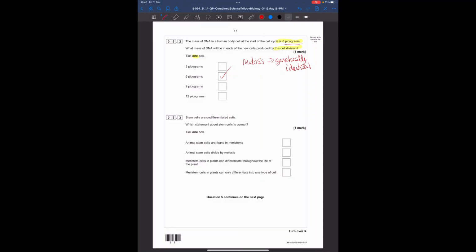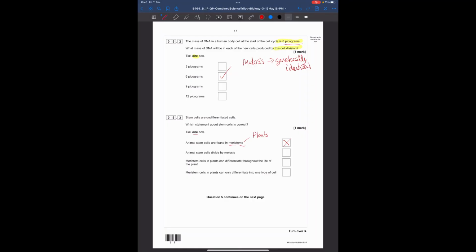Then, question 5.3, stem cells are undifferentiated cells. Which statement about stem cells is true? Tick one box. Animal stem cells are found in meristems, while meristems are in plants. It's the end of where the shoot is growing, which is where meristems are found. So it's not that if it's referring to animals.